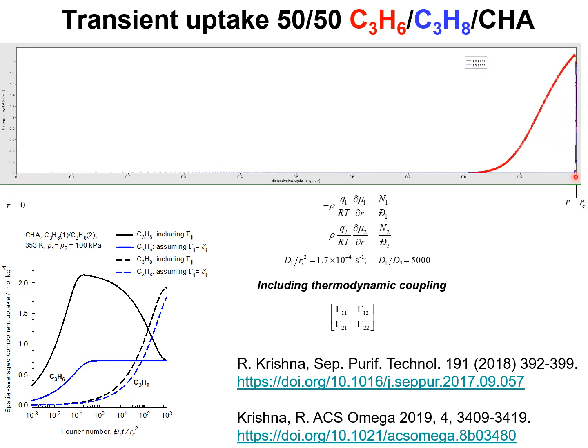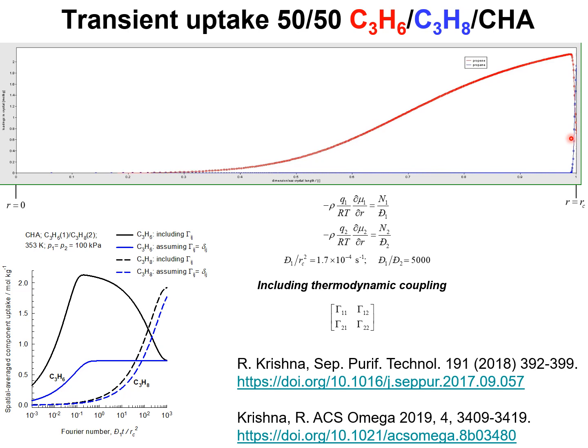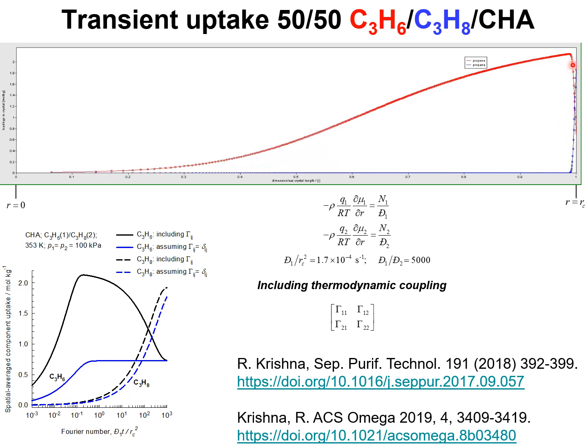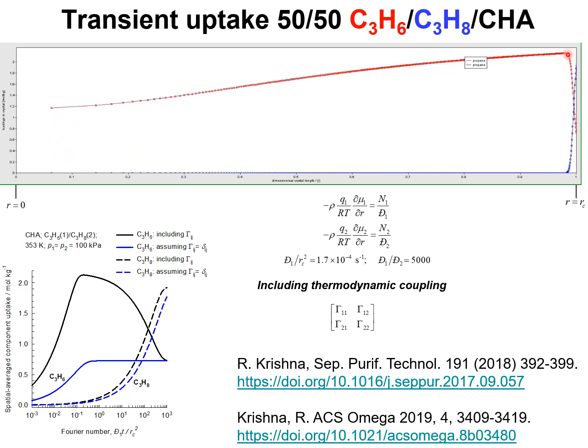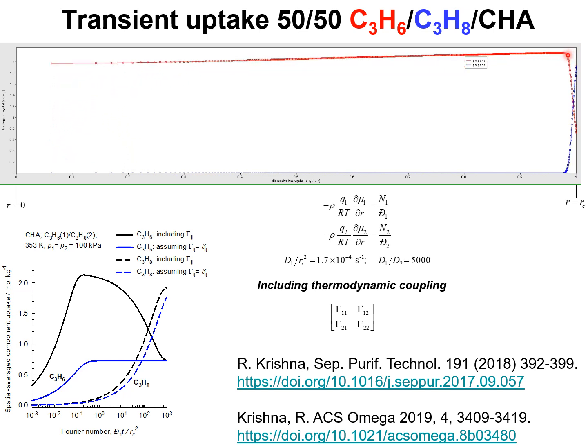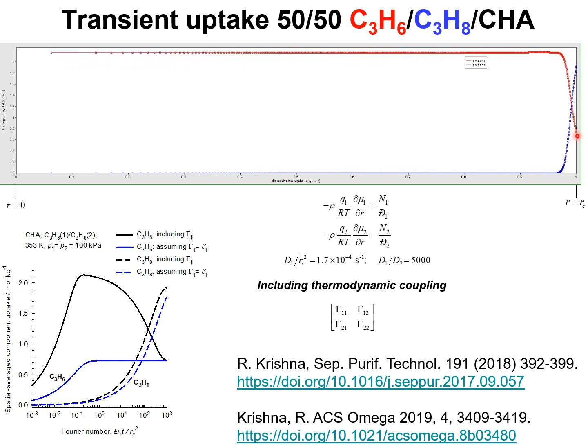This is the surface of the particle. The red line shows the uptake of propene that has a diffusivity 5,000 times larger than the diffusivity of propane. Propene penetrates into the crystal and achieves supra-equilibrium loadings significantly higher than the loadings at equilibrium corresponding to the loading at the surface.